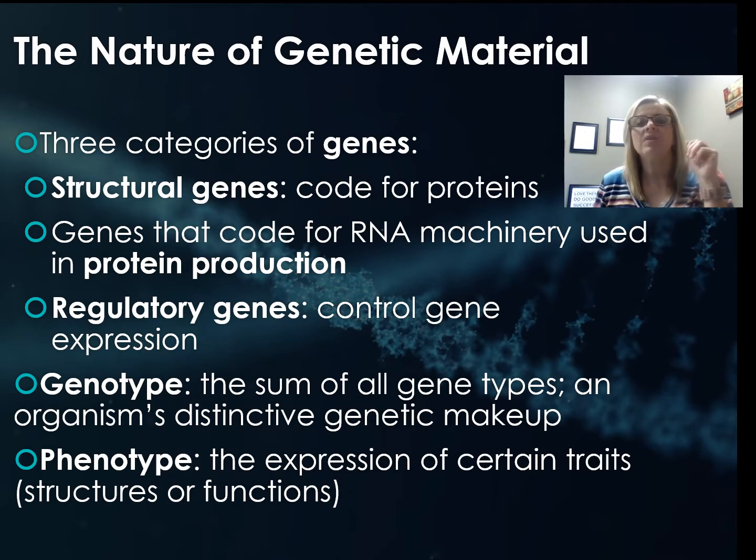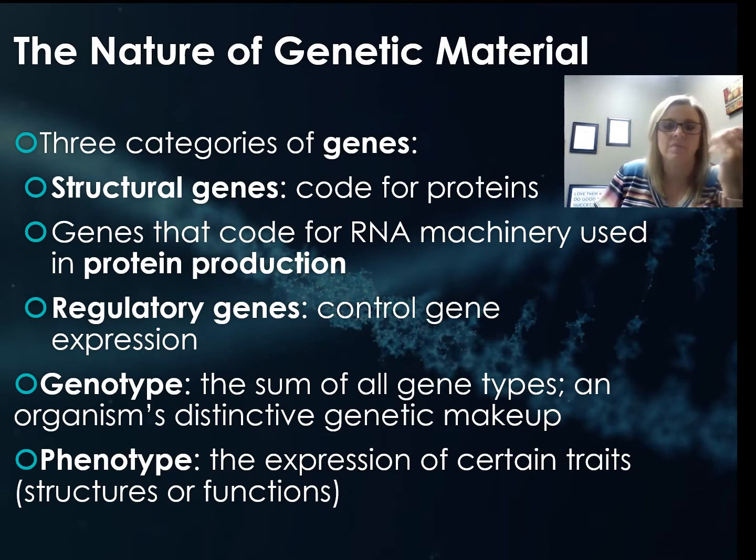The sum of all of these 3 types of genes is what we call the genotype. That is the sum of all the genes that an organism contains.